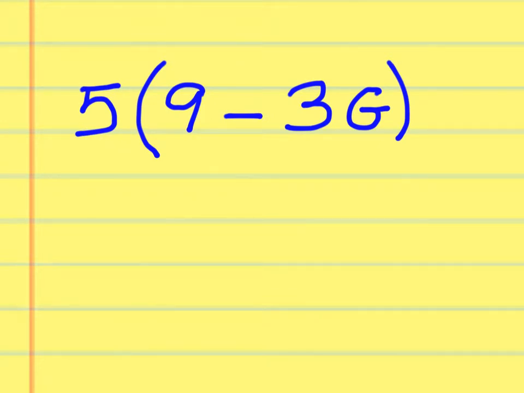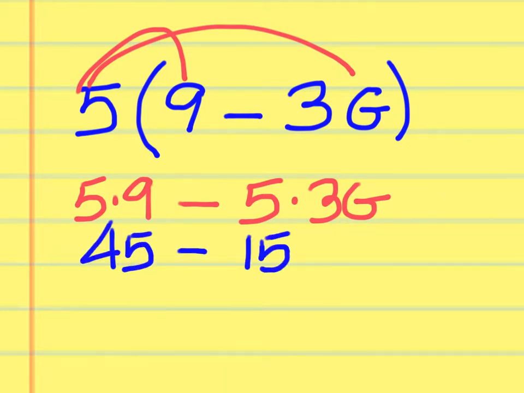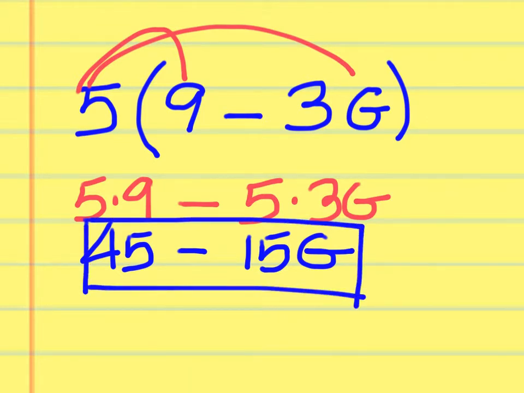5 times the quantity 9 minus 3g. 5 times 9 is what you must do first. And then you're going to do minus 5 times 3g. So simplify it and get 45 minus 15g. 5 times 3g is 15g. Now you don't have two terms that you can add together or subtract anymore. So this is it. 45 minus 15g.